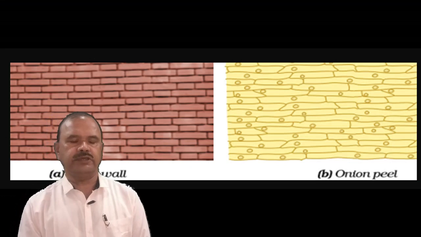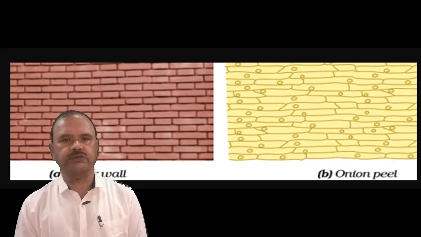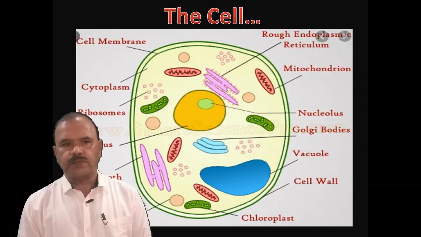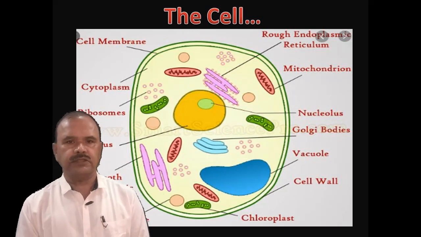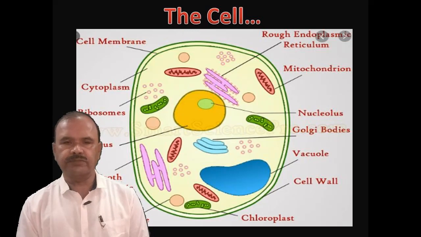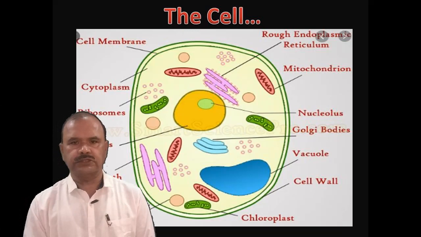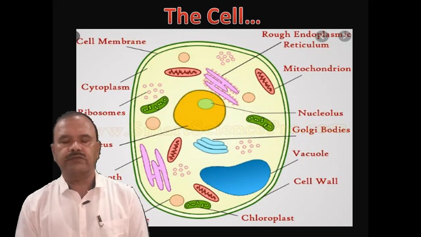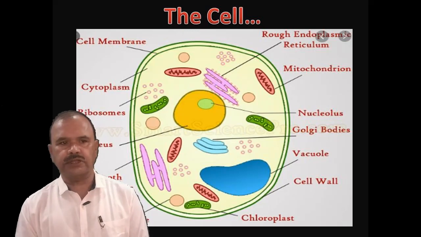In the same way, nature has assembled our body also with some basic units, and such basic units are called cells. So we will study in this chapter in detail about the cell, its structure, its components, various cell organelles. Then we will see the internal structure of the cell, and finally we will conclude with the differences between the plant cell and the animal cell.